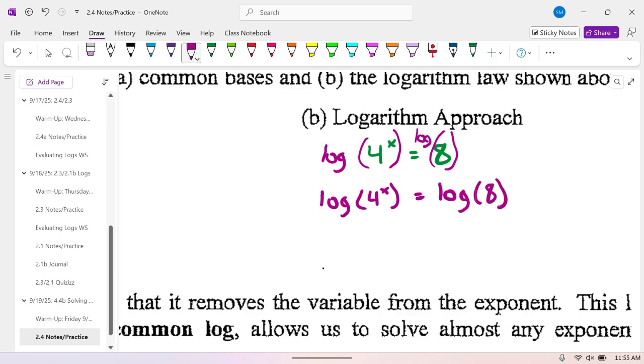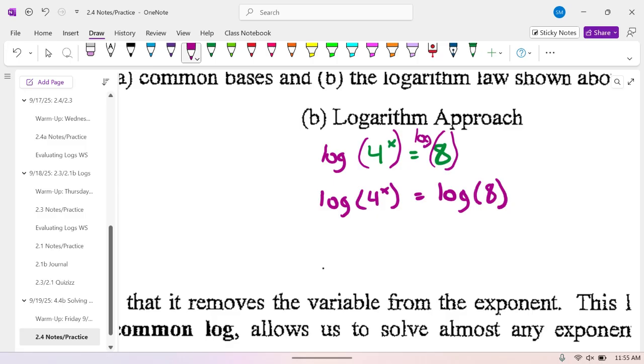Now, let me make something clear. First off, I'm using the common log. So, review from yesterday. Common log is what? Right, it's a log with a base of 10. With the logarithm approach, you can use any type of log as long as it's consistent. So you could have used log base 2, log base 3. When I was growing up, I learned it using natural logs, so technically log base e. But for general purposes, just use the common log. It's easy, no complications to it.